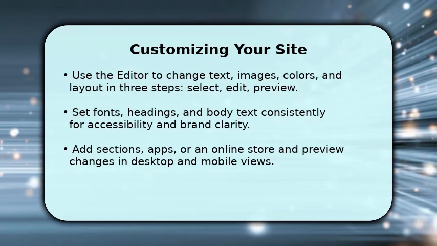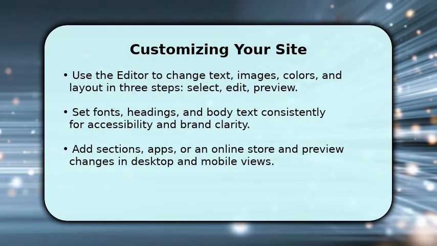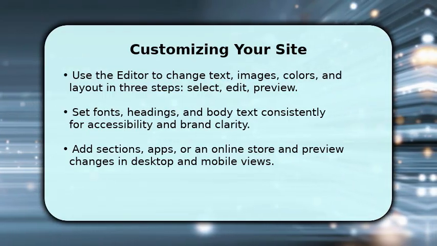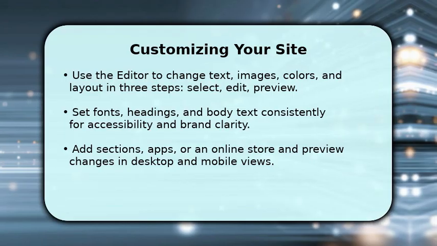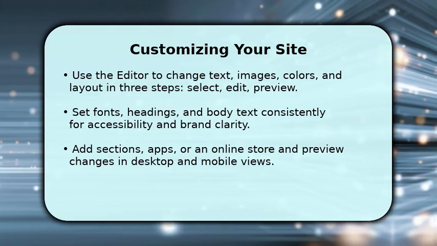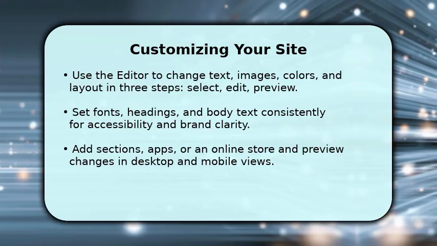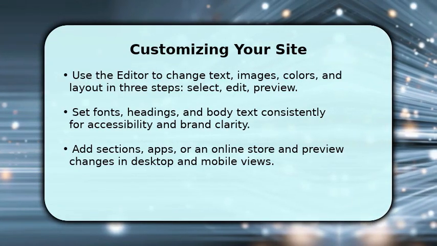Open the Wix editor and start customizing elements directly on the page. Use the editor to change text, images, colors, and layout in 3 steps. Select, edit, preview. Replace placeholder text and images with your own assets and set fonts, headings, and body text consistently for accessibility and brand clarity.